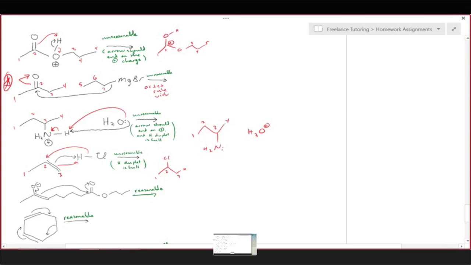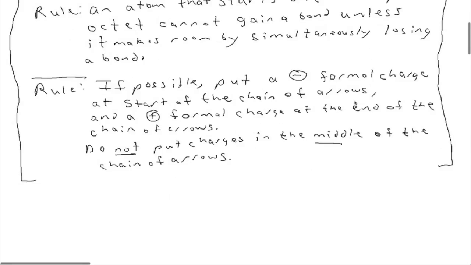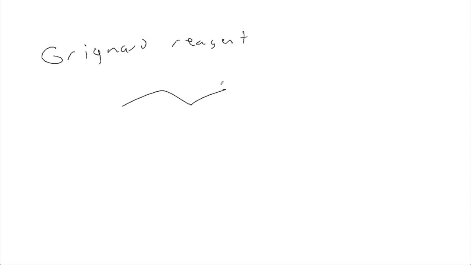Let me go back to my screen. Okay. So let's talk a little bit more about these Grignard reagents. I think these are usually introduced in the first semester, and they continue to be really important in the second semester as well. So a Grignard reagent looks like this. The general way to write it would be like this.